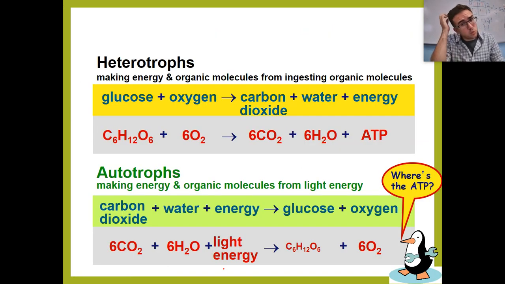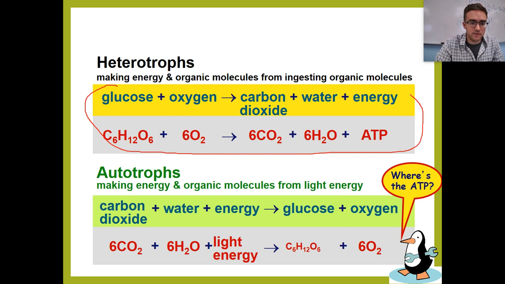So what are we talking about here? Well, this is the general reaction that we talk about for cellular respiration. We take glucose plus oxygen, and we're going to make a little bit of carbon dioxide, a little bit of water, and then some energy. And that energy is in the form of that ATP.